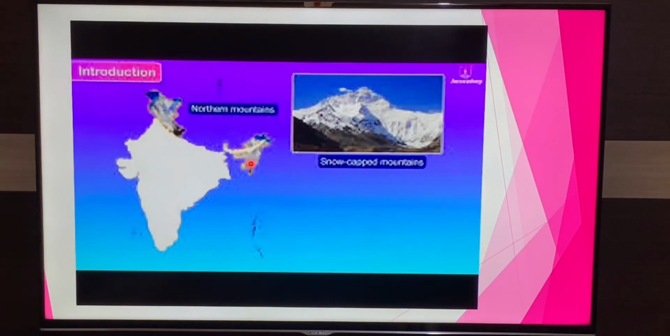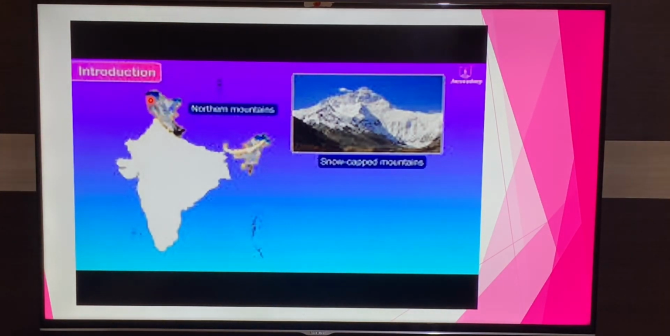Here is the northern mountain located. The northern mountain comprises the Himalaya. It is a fold mountain. It is continuous. It is the highest mountain range in the world. Himalaya is the highest mountain range in the world. And here you can see the highest peaks, deep valleys, glaciers, passes, etc.